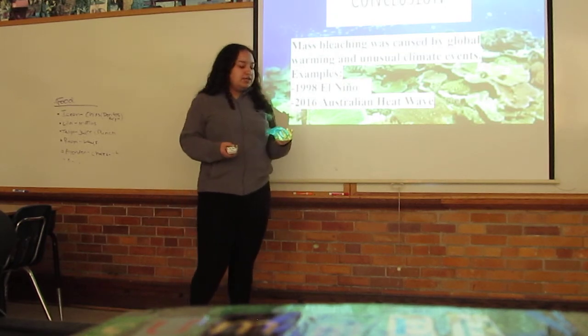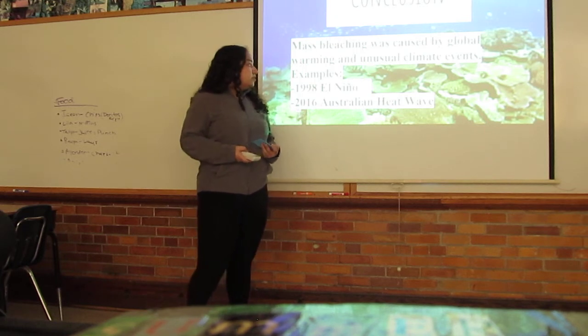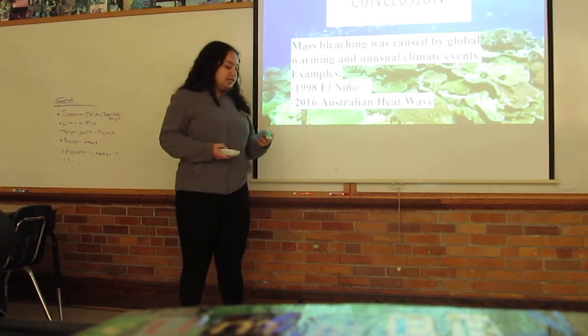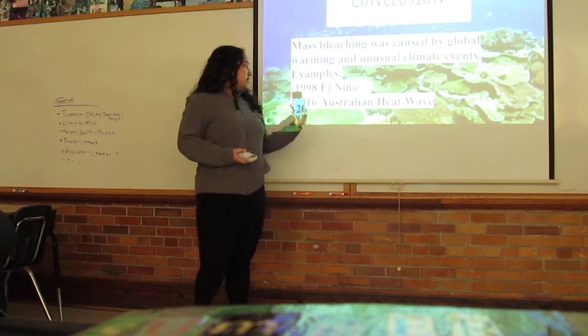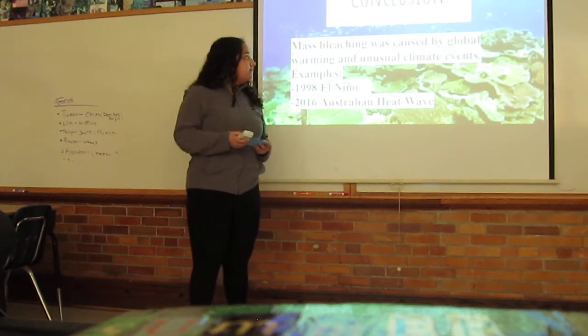So in conclusion, the mass bleaching of the Great Barrier Reef has been caused by global warming and unusual climate events. Two examples of these events are the 1998 El Nino and the 2016 Australian heat wave.